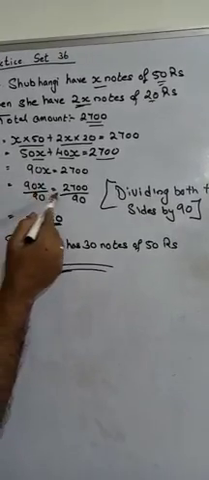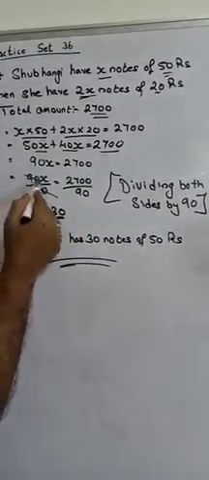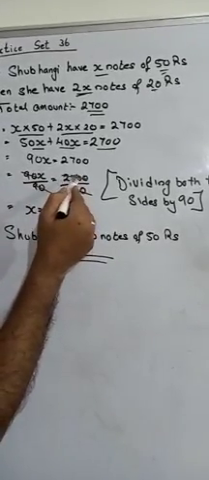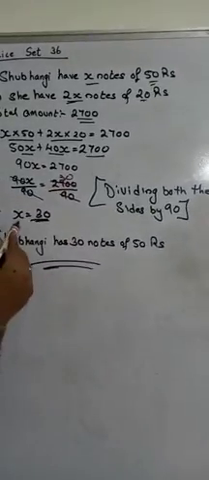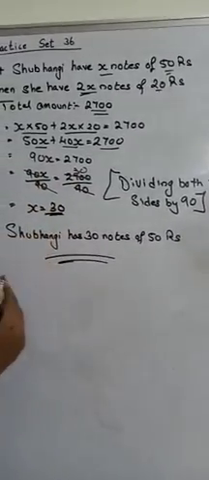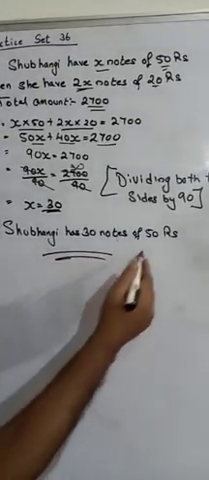90x upon 90 is equal to 2700 upon 90. So 90 got cut, and 2700 upon 90 is 30. So x is equal to 30. So Shubhangi has 30 notes of 50 rupees.